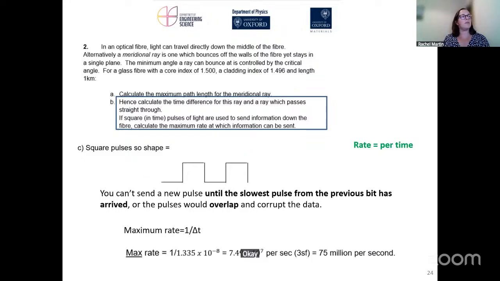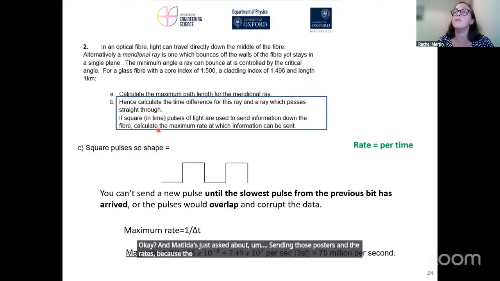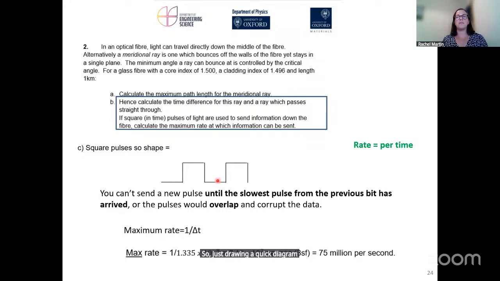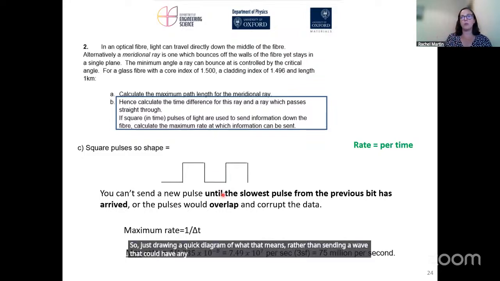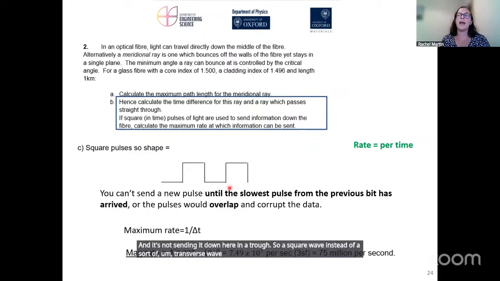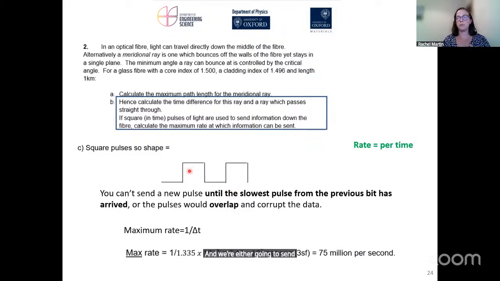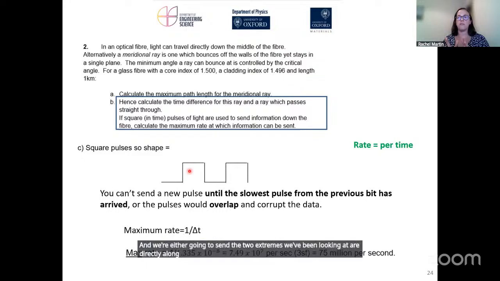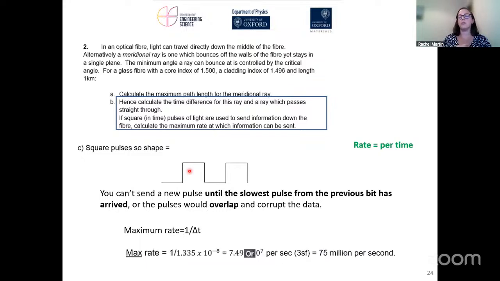Okay, and Matilda's just asked about sending those pulses and the rate, because the question tells you we're using square pulses of light. So just drawing a quick diagram of what that means: rather than sending a wave that could have any value, we're sending square pulses where we're sending the information, and it's not sending it down here in a trough. So a square wave instead of a sort of transverse wave shape. And the two extremes we've been looking at are directly along the middle of the optical fiber, or towards the edge of the optical fiber at the core-cladding boundary.